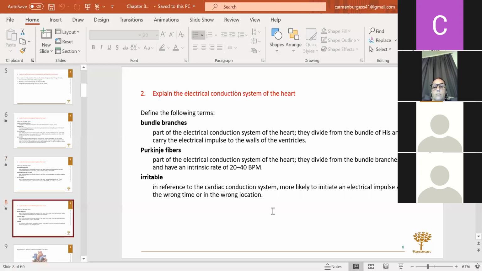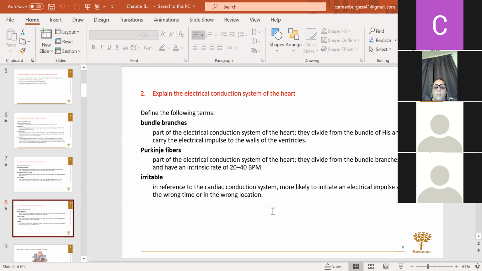So here we go. We're going to go down the conduction system, and after we pass the bundle of His, then we have bundle branches. That's part of the electrical conduction system that divides the bundle of His, and it carries the electrical impulses to the walls of the ventricles. So you can almost see it as like it comes from the top right, it goes down, it goes down. Then at the bottom, you have a split where it goes to the ventricles.